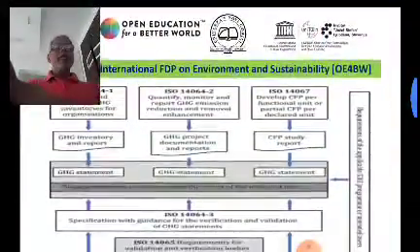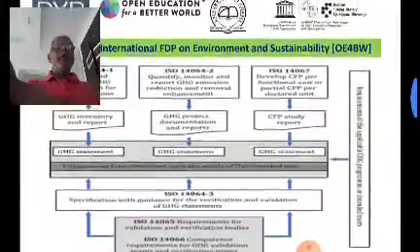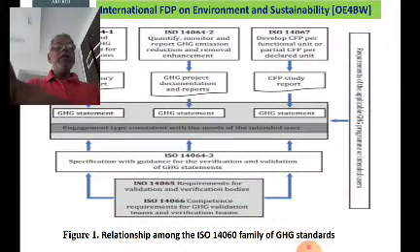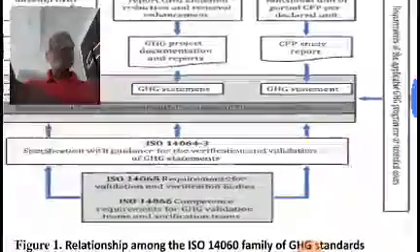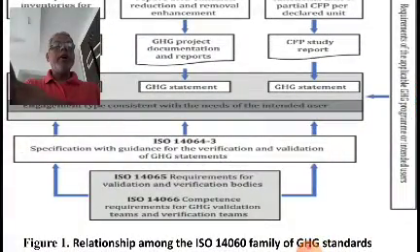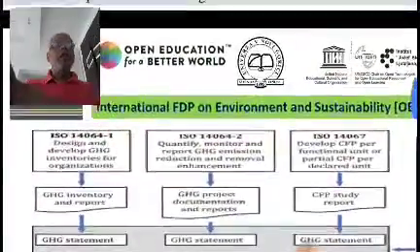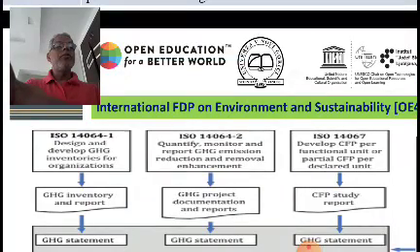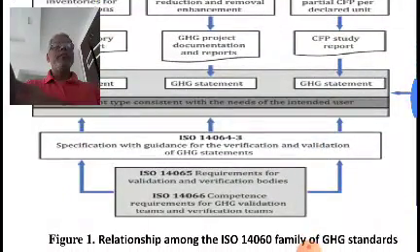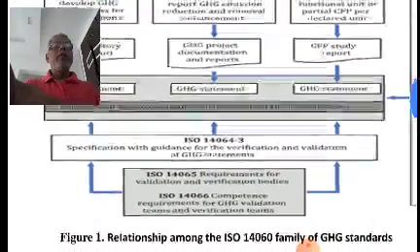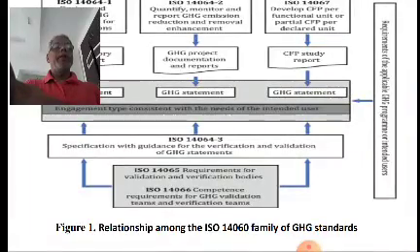And in this slide you can see the complete relationship among the ISO 14060 family of GHG standards. Here it is 14065, 14066, and here 14064-1, 14064-2 and 14064-3. These are all related, and finally you will get the GHG statement.